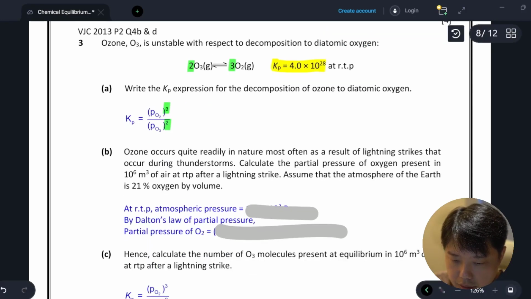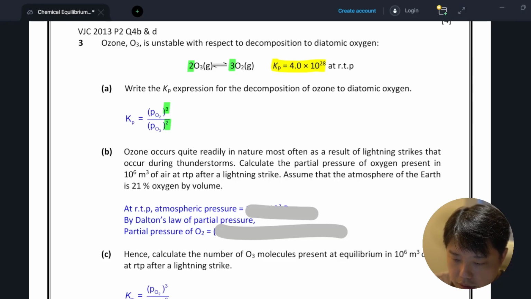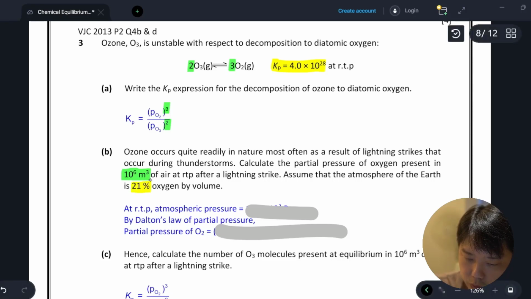Okay, B. This question says ozone occurs quite readily in nature, most often as a result of lightning strikes. Calculate the partial pressure of oxygen present in 6 times 10 to the power of 10 meter cube of air at RTP after a lightning strike. Assume that the atmosphere of Earth is 21% oxygen by volume.